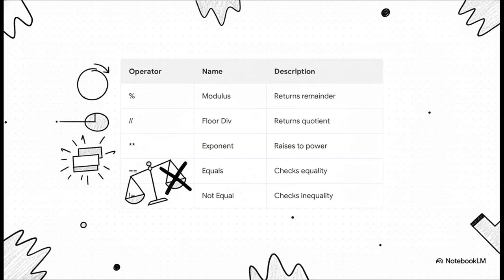If you divide 5 by 2 using floor division, it completely removes the decimal and just gives you 2. We also have the exponent operator, the double asterisk, to raise a base to a power. And of course, relational operators like the double equals sign, which checks if two values are exactly the same, or the exclamation mark equals, which means not equal to.